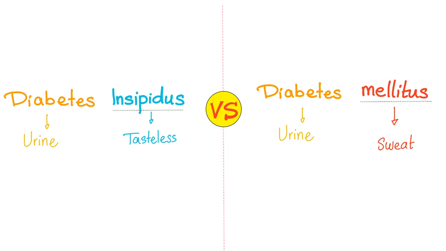And now, diabetes insipidus versus diabetes mellitus. The name has the answer. The word insipidus means insipid in English, which is tasteless. But mellitus means sweet. So diabetes insipidus literally means tasteless urine. Diabetes mellitus, sweet urine. Wow, this is kind of weird and creepy, Medicosis.